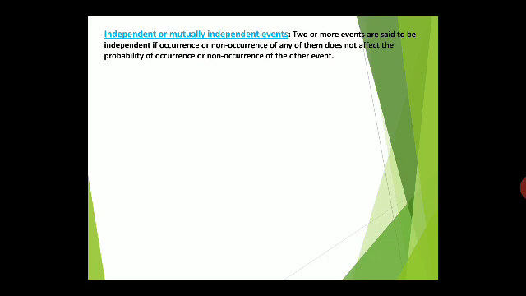Then we will come to know independent or mutually independent events. Two or more events are said to be independent if occurrence or non-occurrence of any of them does not affect the probability of occurrence or non-occurrence of the other. Means occurrence of one event does not affect the occurrence of other event, then this kind of event is known to be independent event.